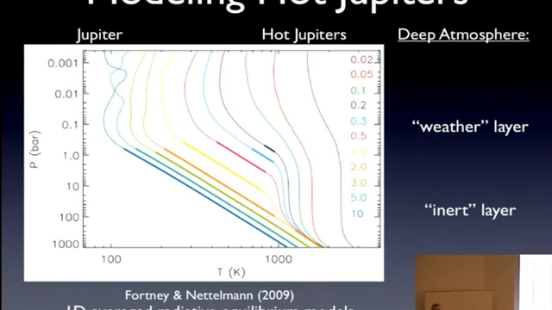One I'll call the weather layer. By the weather layer, I'm referring to the region where you actually force the planets with insolation. So this region here, up to maybe a few bars at most, is where you're able to deposit some of the solar insolation. But below that, it's basically inert. It's actually a stably stratified atmosphere, but none of the solar radiation comes and actually forces any of what's going on here.